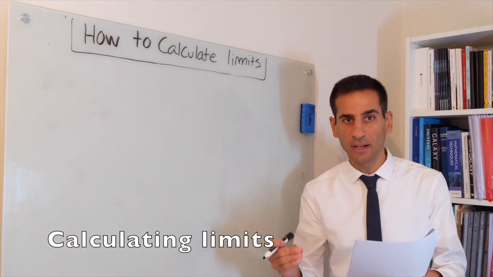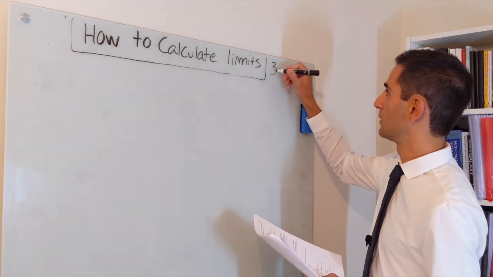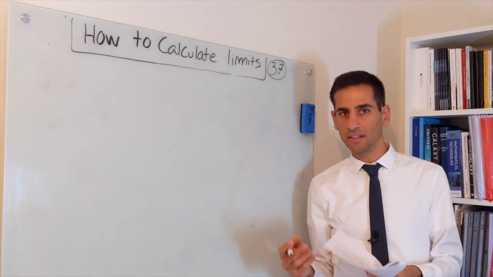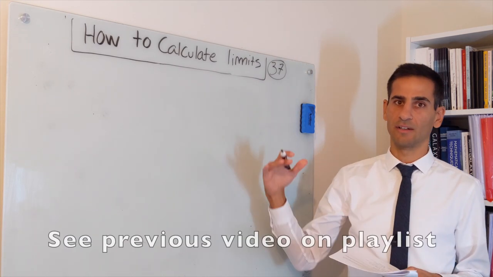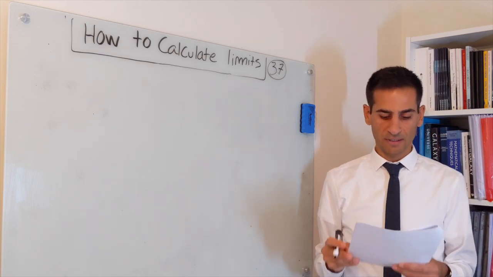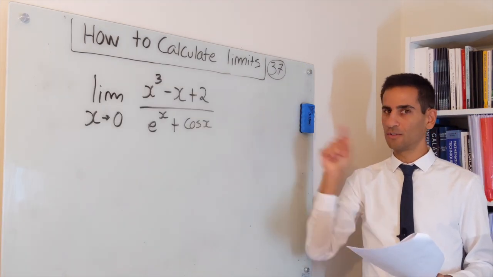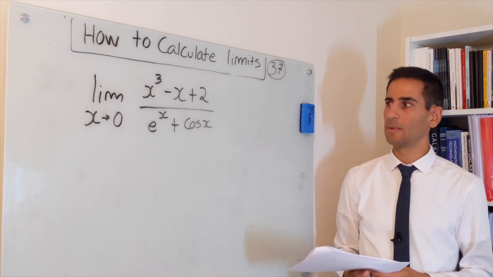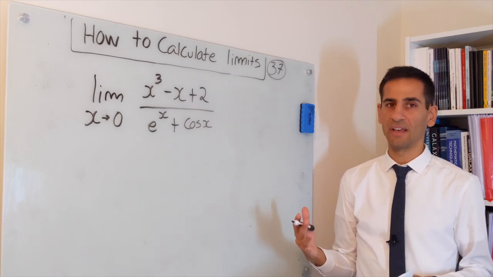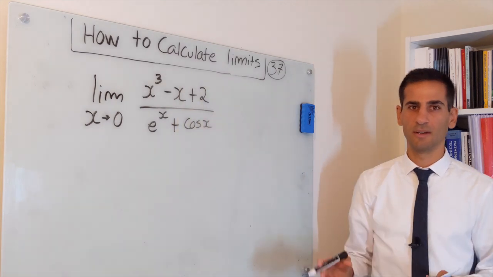Let's have a look in practice what it takes to calculate limits. This is covered in section 3.7. We already had a look into the list, the ranking order in which you should try methods. So let's say that we want to calculate this specific limit. If you look at the expression, it may appear relatively complicated. Some of you may think, well, maybe I should try factorizing or dividing by the highest power.